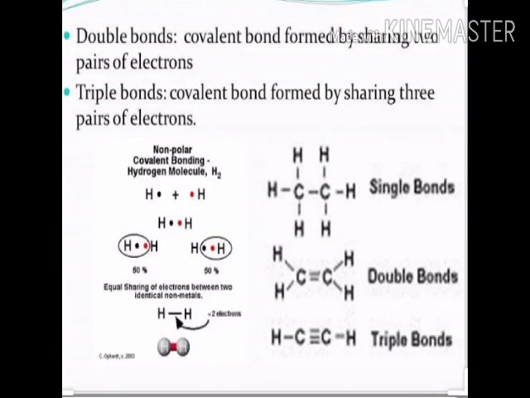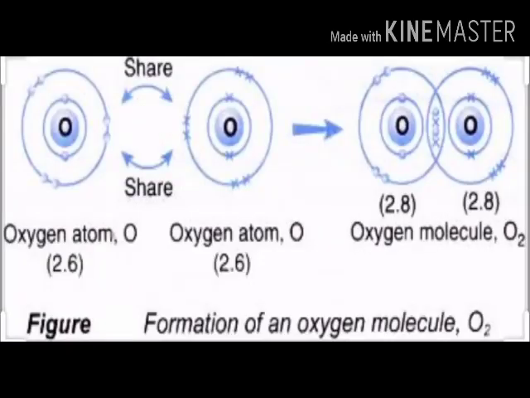There are some more examples of covalent bonding being shown over here. Carbon-carbon double bond, triple bonds. Oxygen is having double covalent bonding. It is sharing two pairs of electrons.